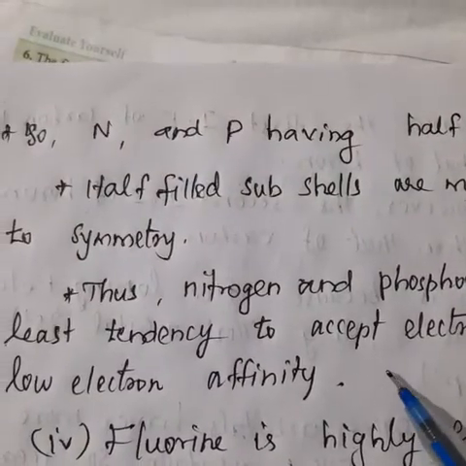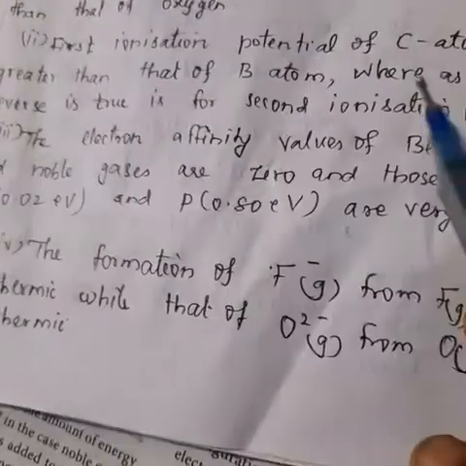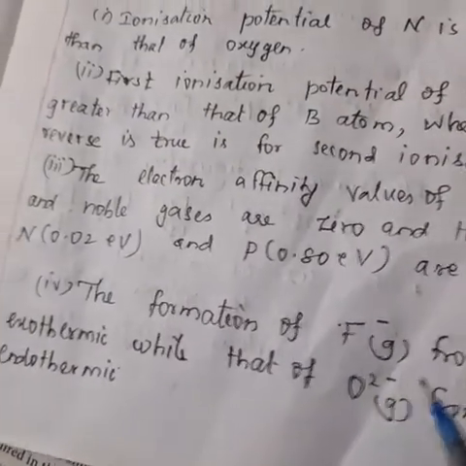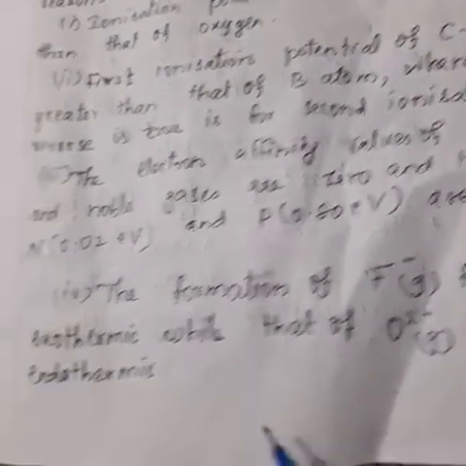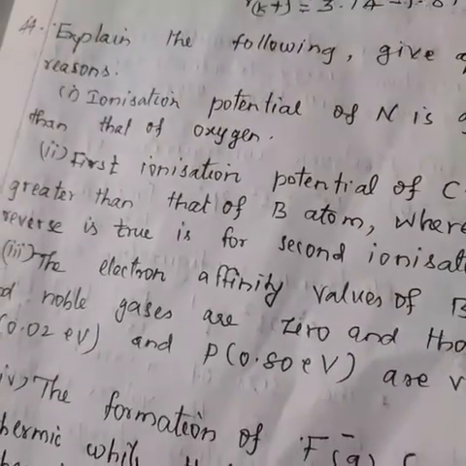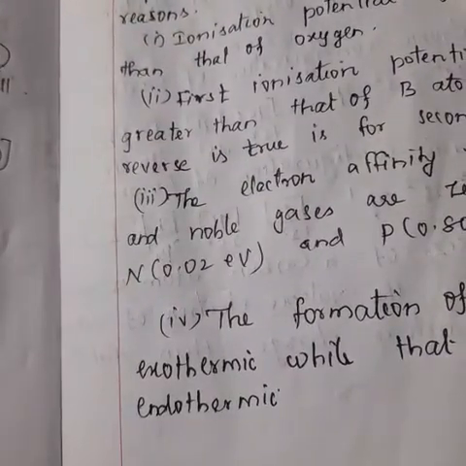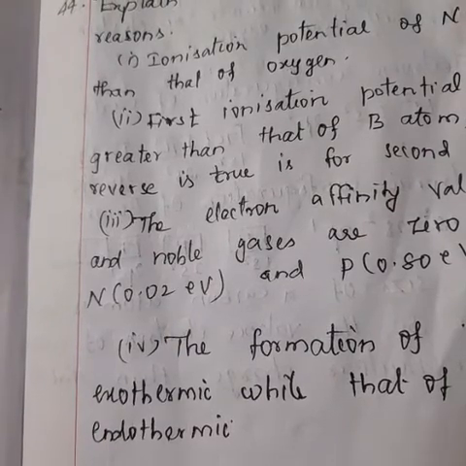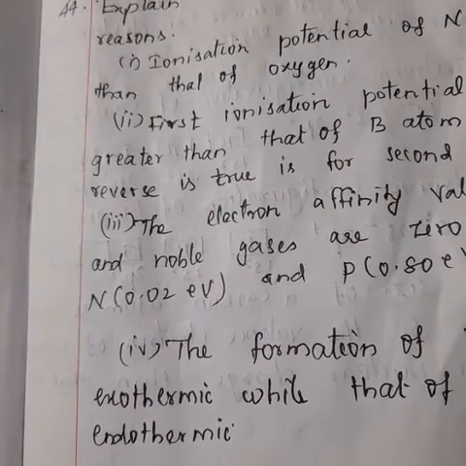What is the fourth question? Fourth question: the formation of fluoride F minus gas from F gas is exothermic, while that of O2 minus gas from O gas is endothermic. What do you mean by exothermic and endothermic? Exothermic means heat is liberated. Endothermic means heat is absorbed. Exo means energy is released. Endo means energy is absorbed.